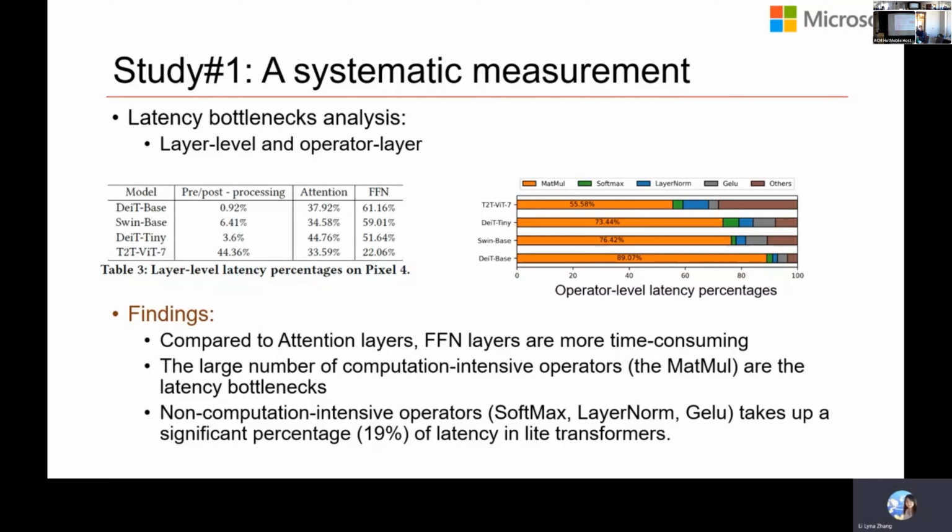We look at the latency percentages of each type of operator. As shown in the figure, we can see that MatMul is a latency bottleneck. Since vision transformers consist of a large amount of computation-intensive MatMul operators, the inference latency numbers are much larger than CNN.